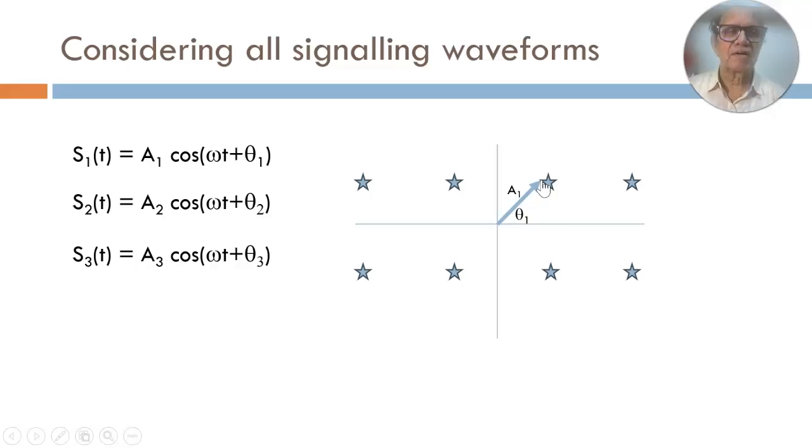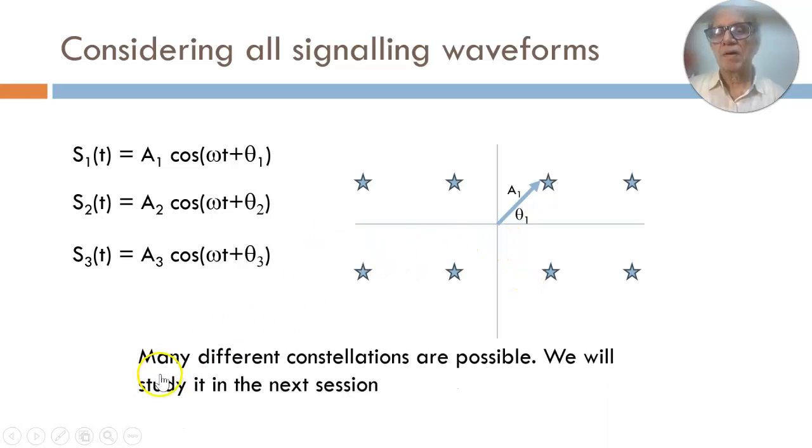This is basically just a point, just to show that it looks like a constellation. We have shown a star here. So this is the phasor for the first waveform. Then you have the phasor for the second, so you can have third and so on, with different amplitudes and different phase angles. Now many different constellations are possible. I have shown only one possible thing, and what we'll do is we'll study what different QAM kind of signaling waveforms will generate different constellations, what are their properties and so on. But that is for the next session.